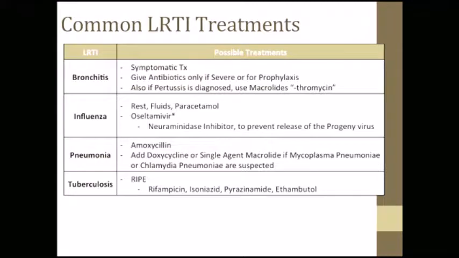The important one I want to bring attention to is tuberculosis. So this is the one you must memorize. It's the RIPE treatment. So it stands for rifampicin, isoniazid, pyrazinamide, and ethambutol. So these are the four drugs you need to know for tuberculosis treatment.